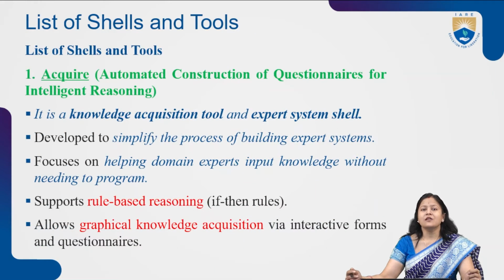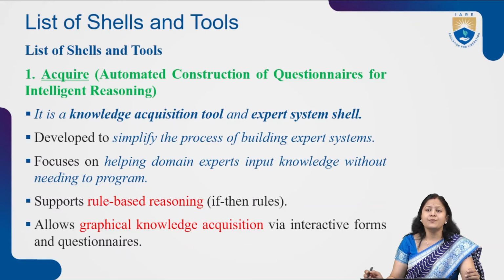Now we'll see the list of cells and tools. We'll discuss one by one, around 10 to 11 cells and tools. The first one is AQUARE. AQUARE stands for Automated Construction of Questionnaires for Intelligent Reasoning. It is a knowledge acquisition tool and expert system cell. What is the meaning of this? A knowledge acquisition tool is a component which can acquire knowledge from various sources, using interviews or from the domain experts. Its only purpose is to acquire or collect knowledge from outside.